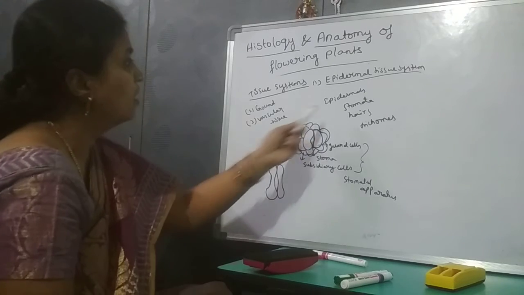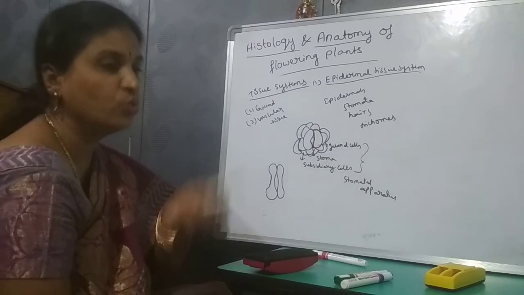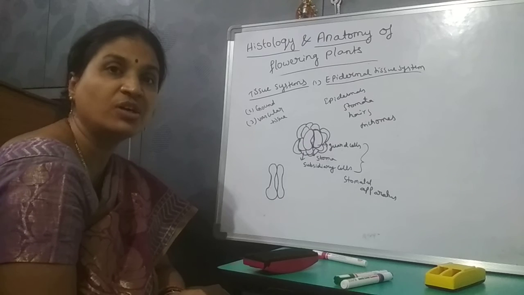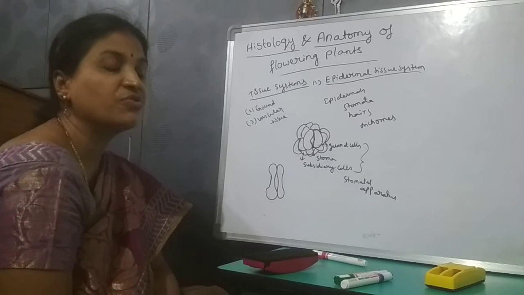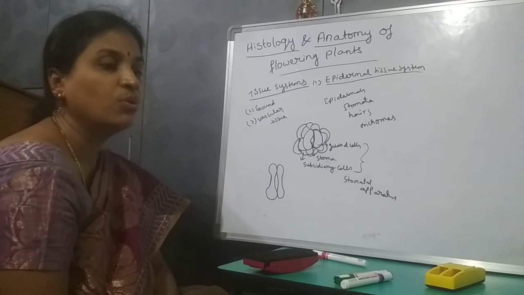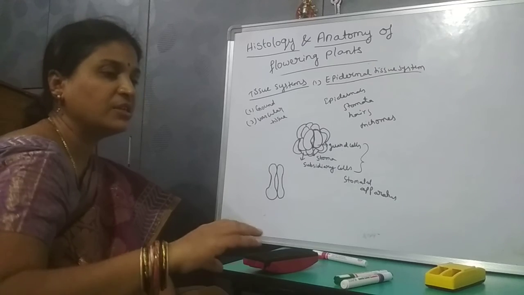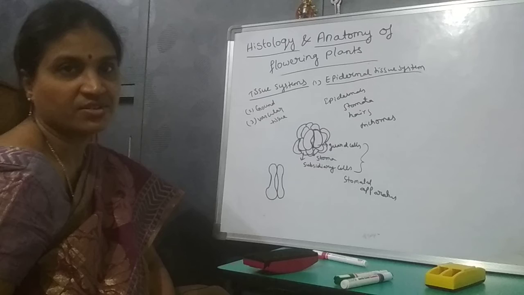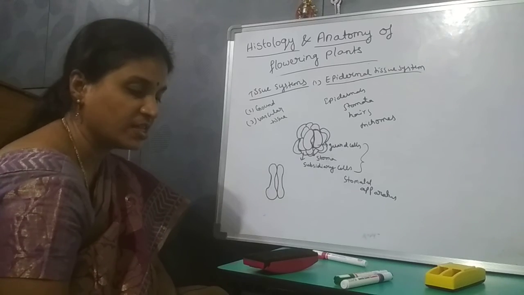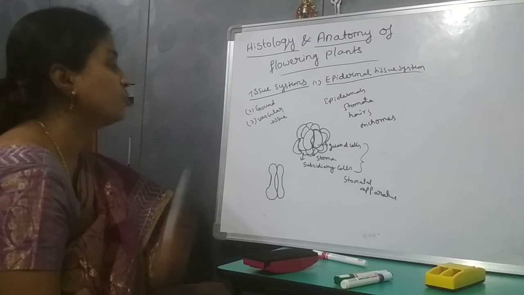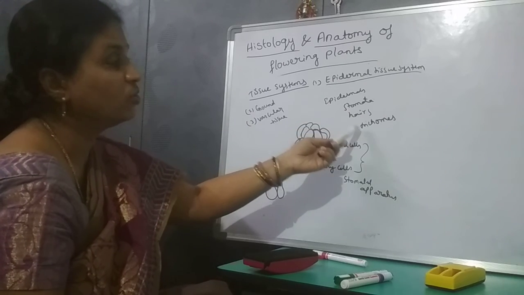Coming on to the hairs, the root hairs. The epidermis of the roots produces the root hairs. These root hairs are useful for the absorption of water and mineral salts, as they increase the surface area. Coming on to trichomes: root hairs are unicellular, but trichomes are multicellular.